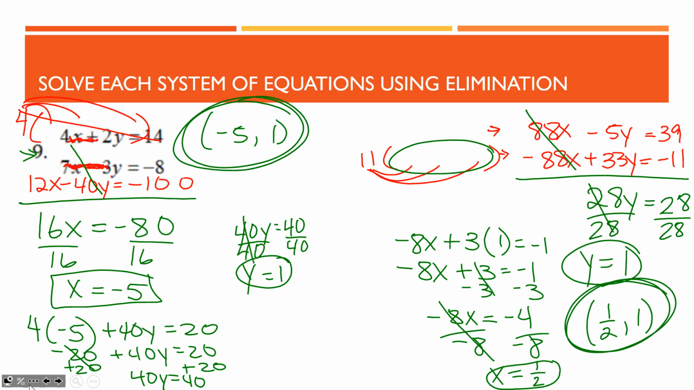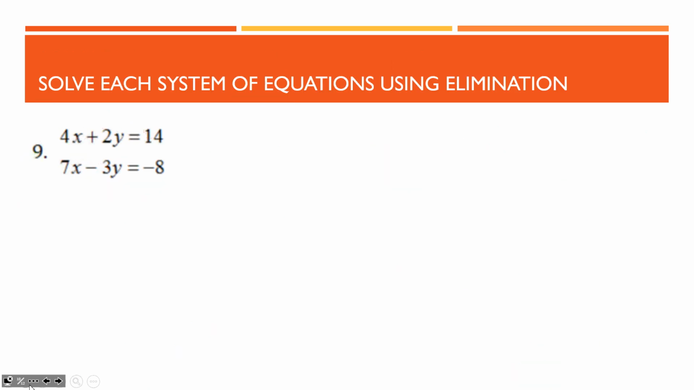All right. We're going to take it up another notch. If I look at number 9, let's look. Nothing's going to be eliminated, but if I look at the x's, I can't multiply anything by 4 to get it to be 7. But I also can't multiply anything by 7 to get it to be 4.